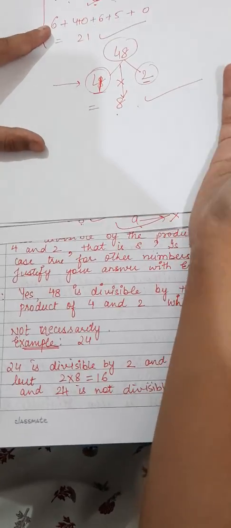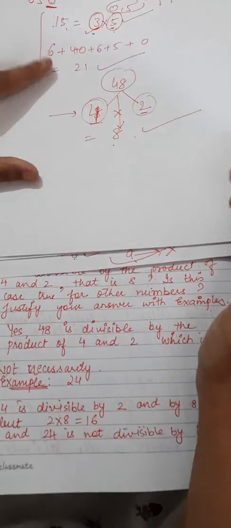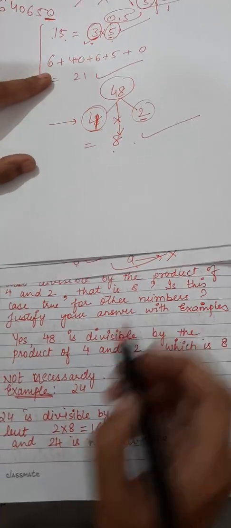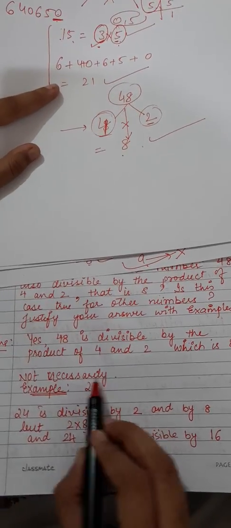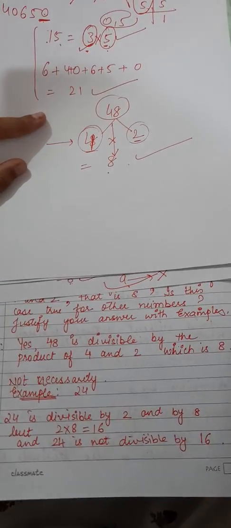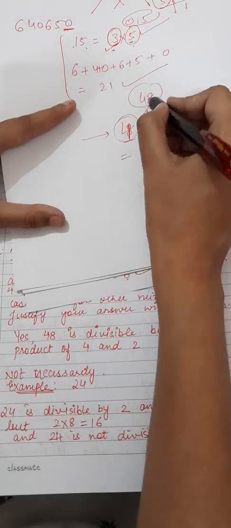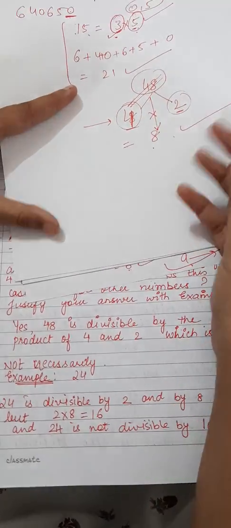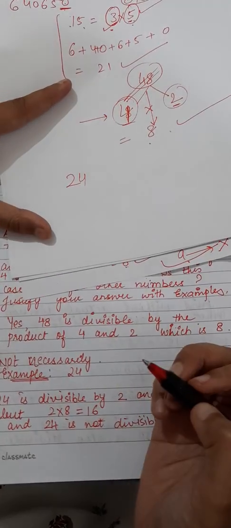You have to tell whether the same procedure is applicable for the other also. You are going to write: not necessarily. It is not necessary that it applies to every other number. For example, let us take, instead of 48, an example. For example, I have taken 64.